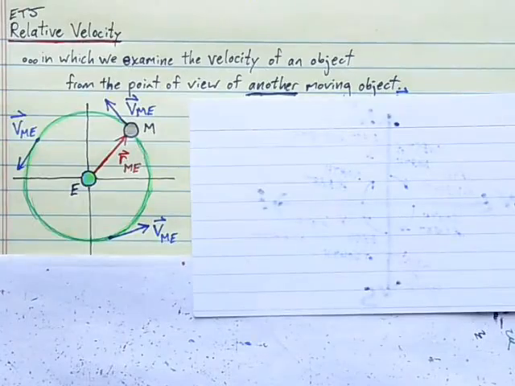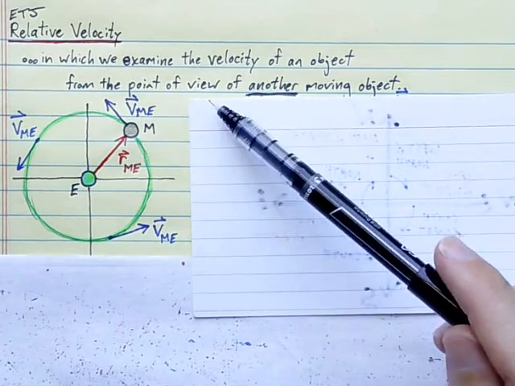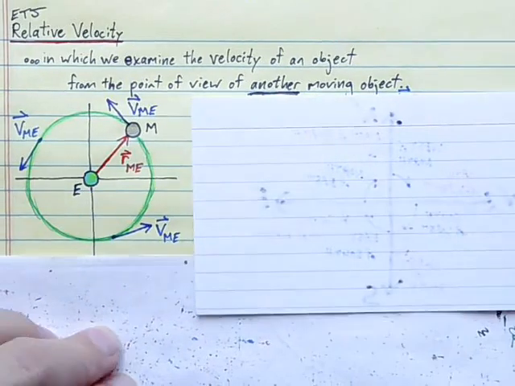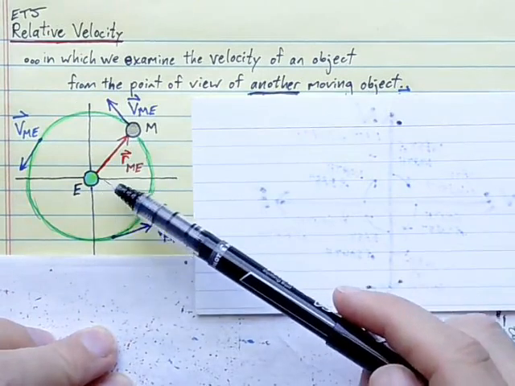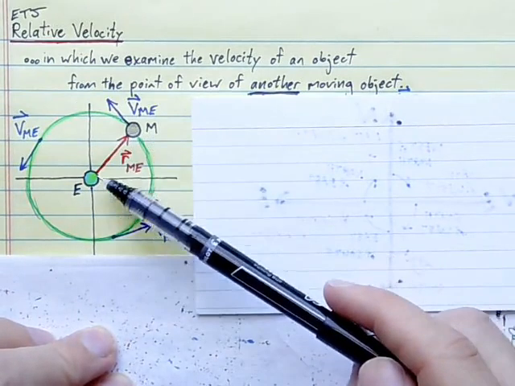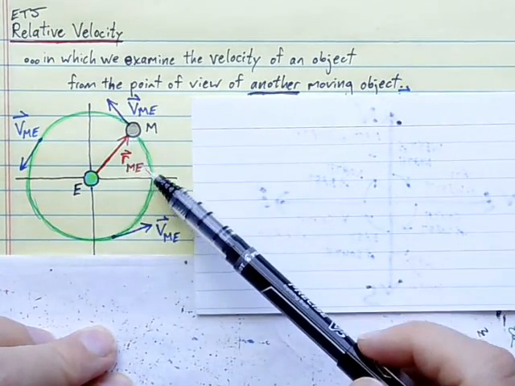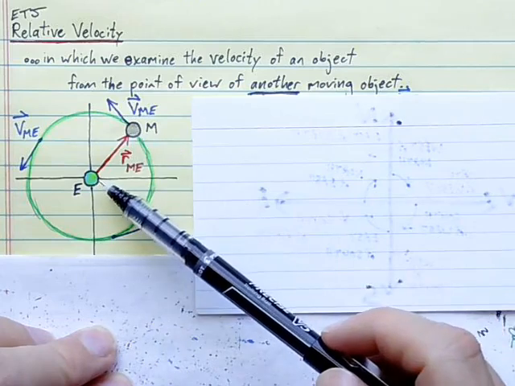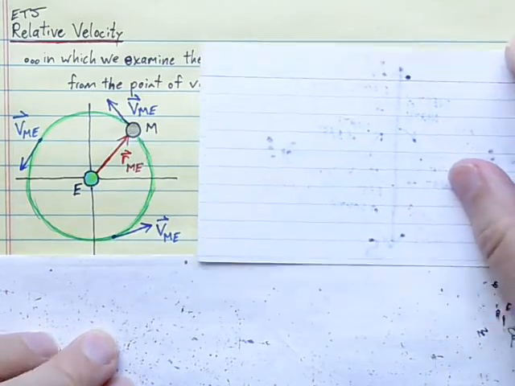We would like to be able to describe mathematically the velocity of an object from the point of view of another moving object. We call this relative velocity. So suppose here we've got the Earth at rest in the center of this reference frame, and here's the moon as seen from the Earth. So this red position vector here, RME, indicates the position of the moon from the Earth's point of view, or the position of the moon relative to the Earth.